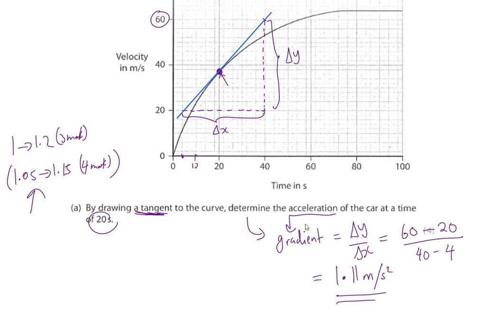Well, the reason my answer is within this short range is that I drew my tangent, and once I'd drawn my tangent, I worked out the triangle, which is the change in y and change in x, and I used most of the tangent. You can see most of the tangent here. You can see how large this change in y and change in x are. So for us to get the mark, we need to be able to do this.